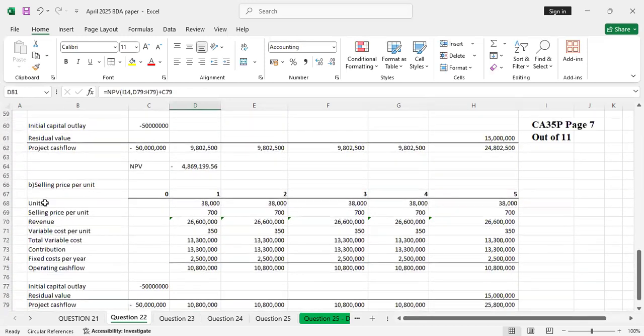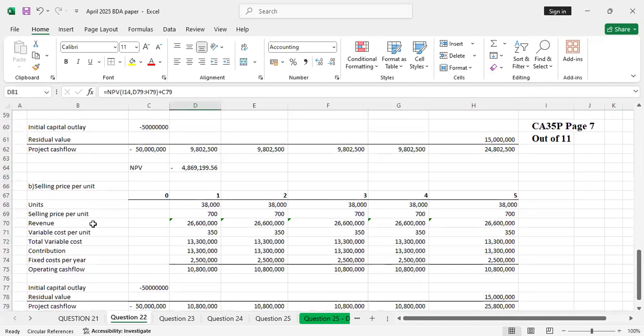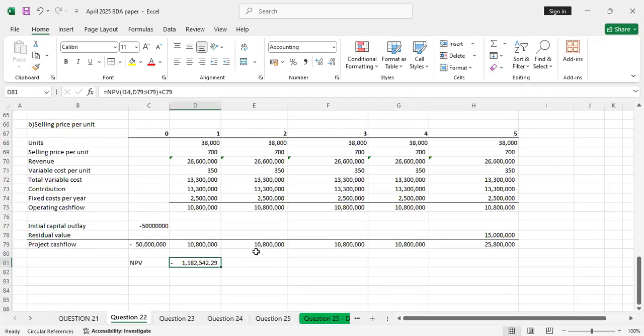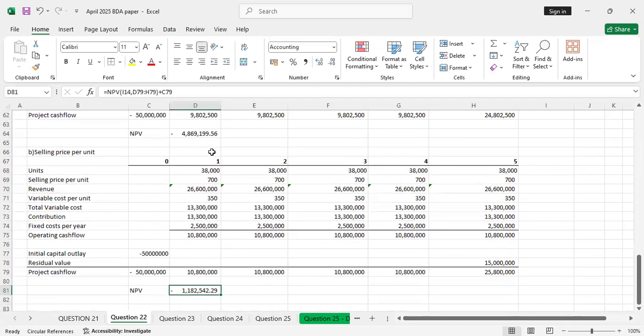So now we are under selling price. So it means that we are going to change selling price, but all these other factors remain constant. We want to see what will happen to the net present value, what will happen to the NPV. So when selling price is adversely affected, it means the selling price per unit, that's part of revenue, will reduce. So what do you do at that point?